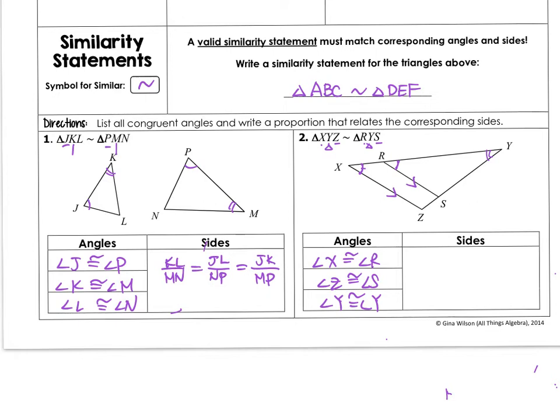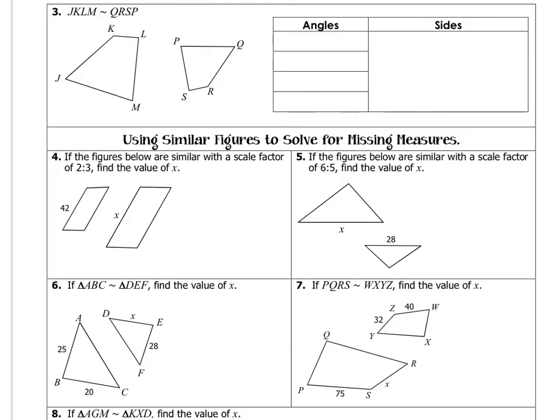So now in terms of the sides, this is actually a lot easier to see. If you look at big triangle versus small triangle, XY over RY should be the same as XZ over RS, should be the same as YZ over YS. Okay. Finish number 3 by yourself.